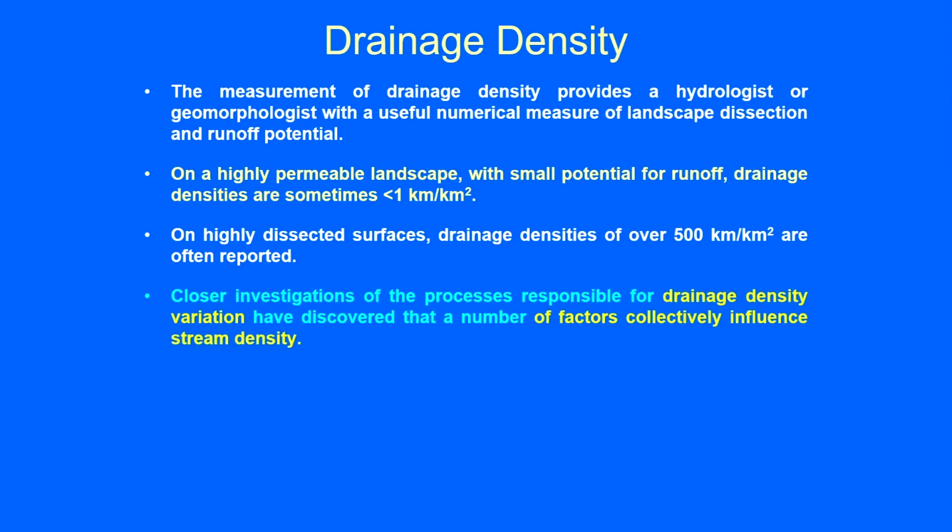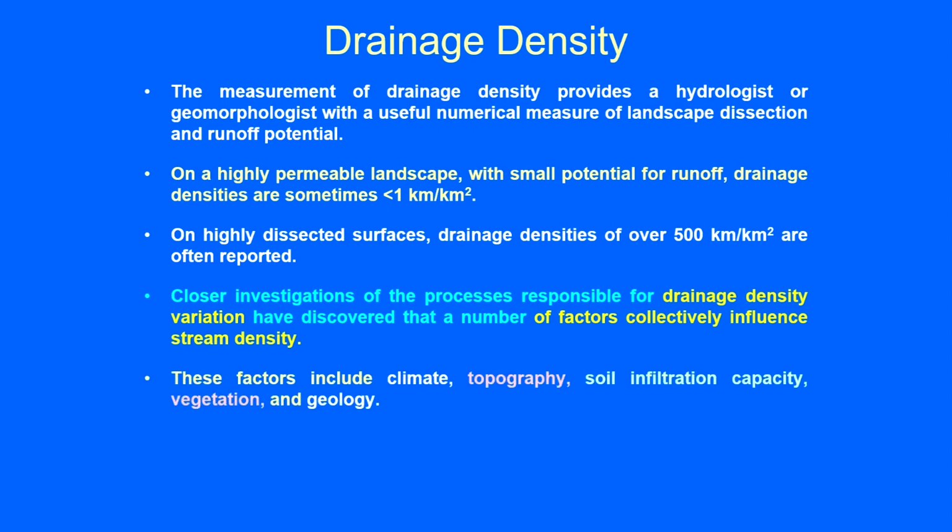Closer investigations of the processes responsible for drainage density variation have discovered that a number of factors collectively influence the drainage density, or the stream density, and that is what I briefly discussed a few seconds back. So, these factors are mainly, of course, the climate, then the topography, that means the slope. Climate indicates the amount of precipitation you will have. Soil infiltration capability, that is what I was talking about, that it is porous.